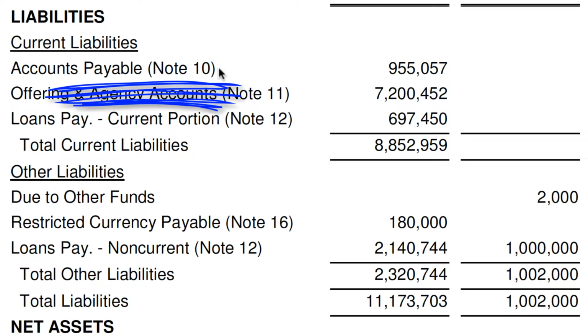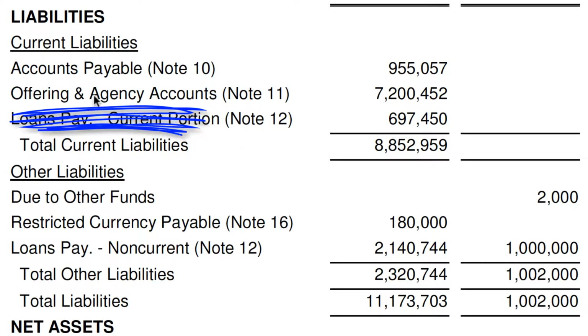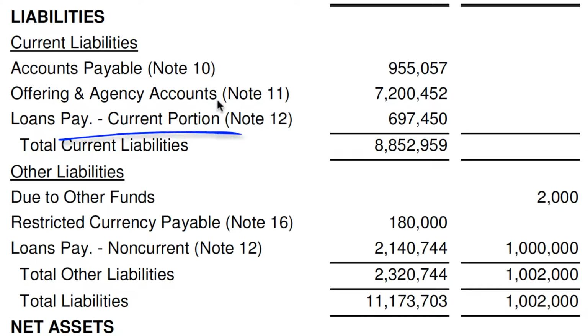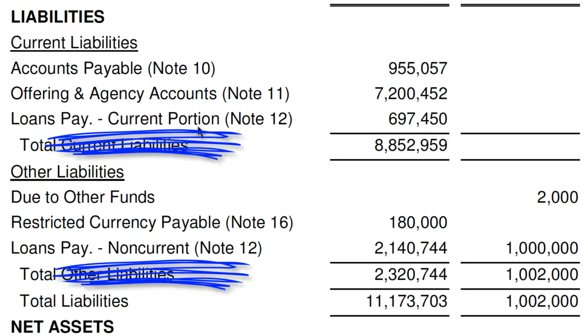Accounts payable would be what we owe current suppliers, the electric company, for example. We might easily have something that we owe to employees, like salaries payable. Then the offerings and agency payable. We'll talk more about that in just a second. Loans payable would be notes that we have signed, like car loans, where we borrowed the money. The current portion of that loan is the amount that we owe in the next 12 months. And then there's the non-current portion. So we have to add the two together to get the entire loan amount.